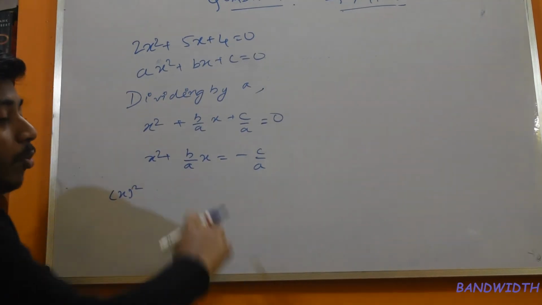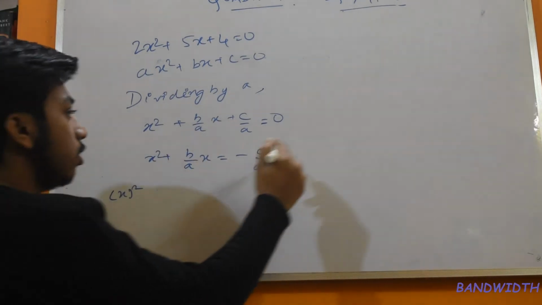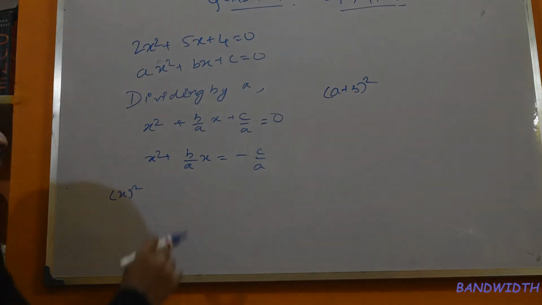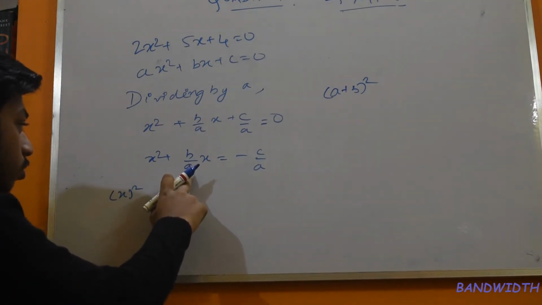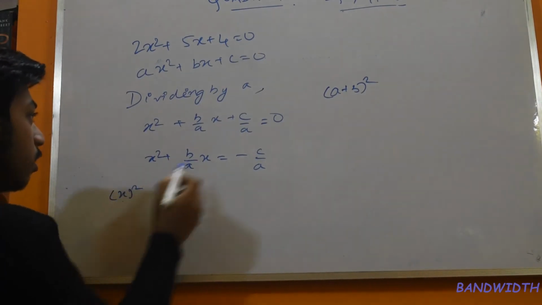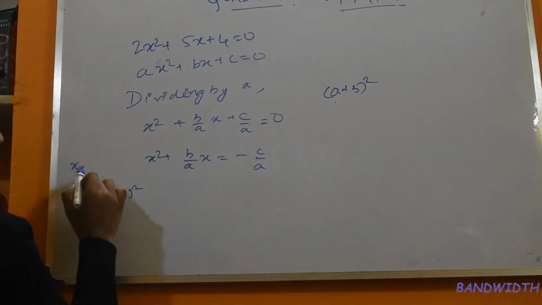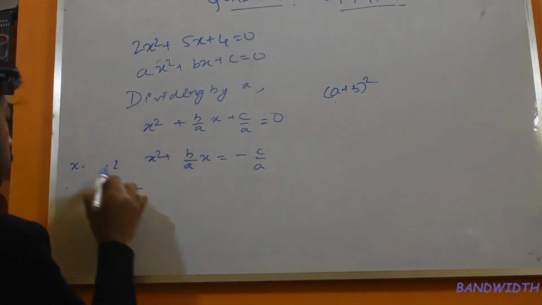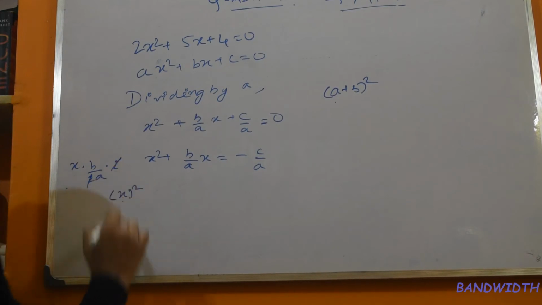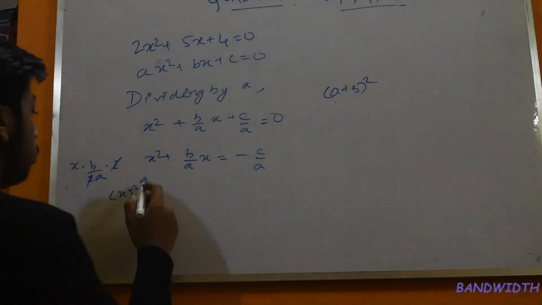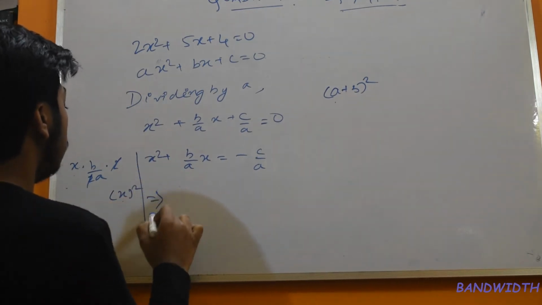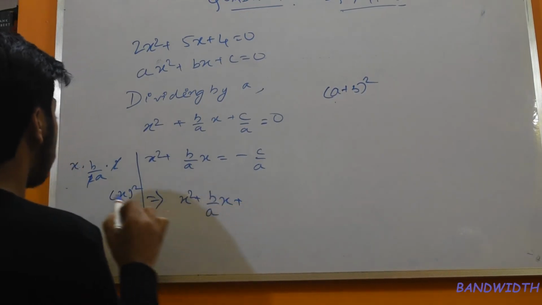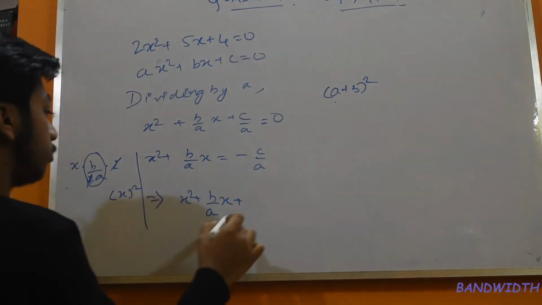This can be of the format 2 into a into b, where a plus b whole square is the final term. So what will be here? x is, suppose, a, so you have to find something b which multiplied with 2 gives this. So the next term will be x square plus b by a x plus the square of this term.